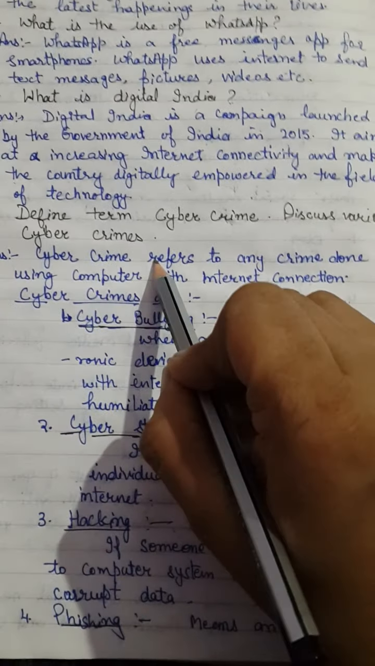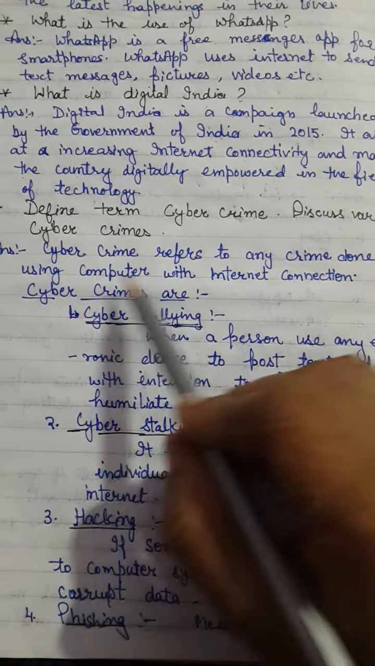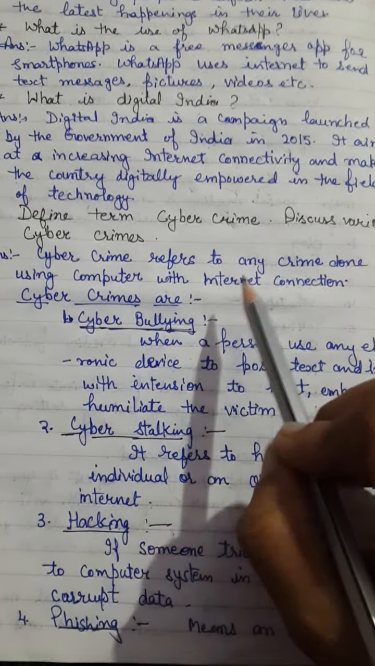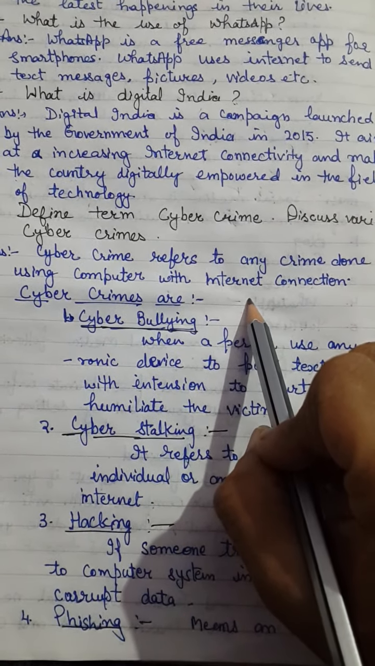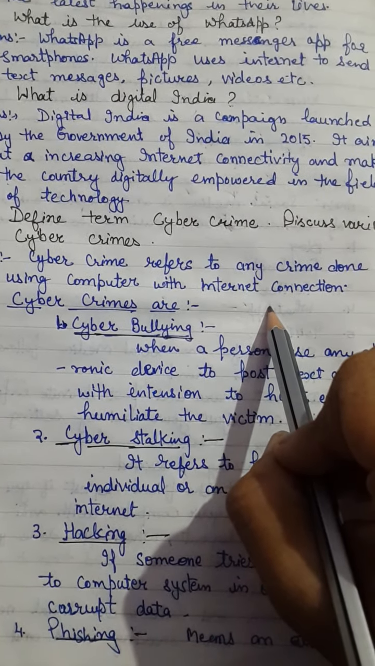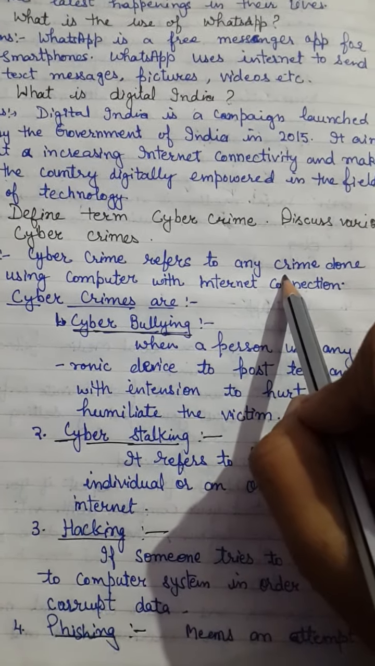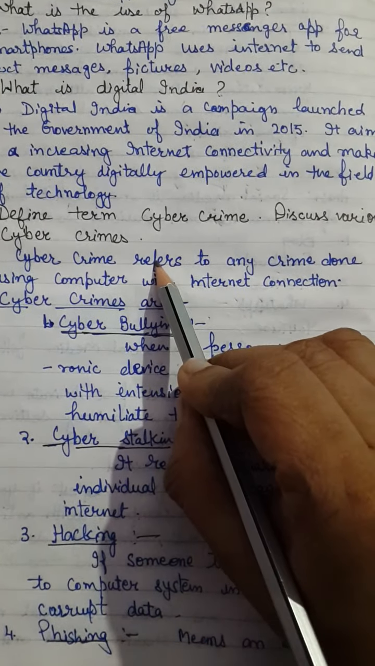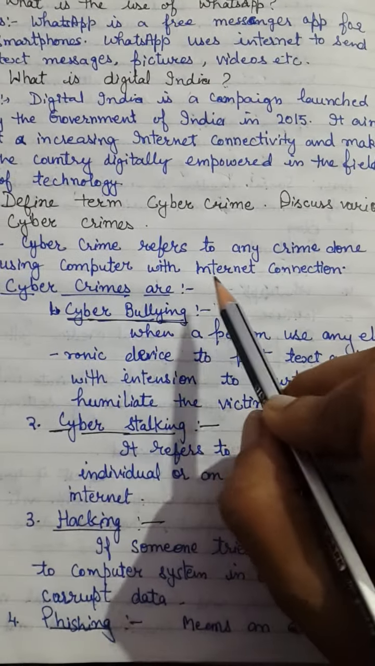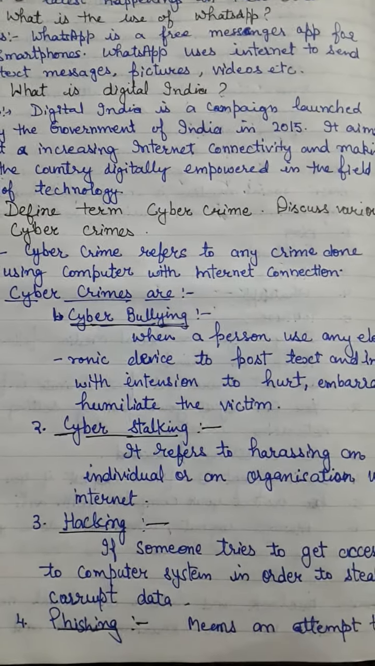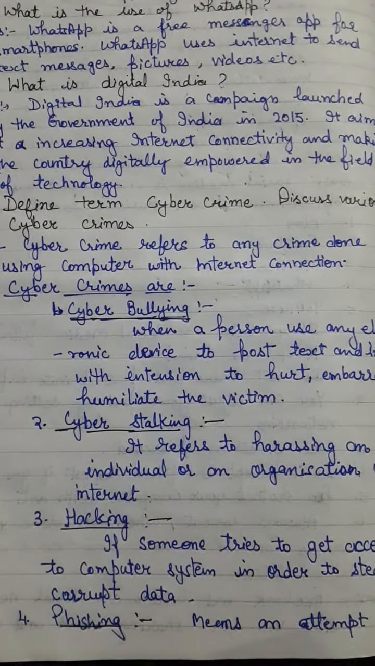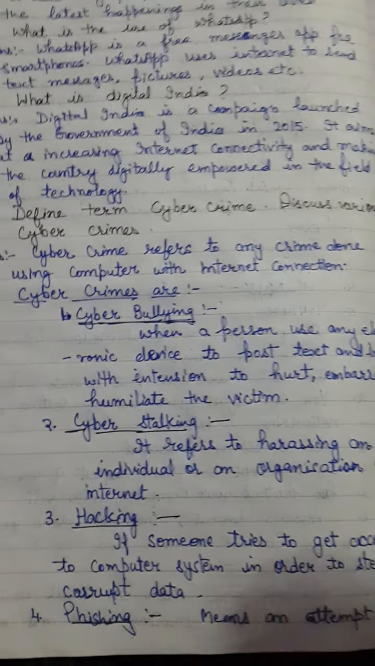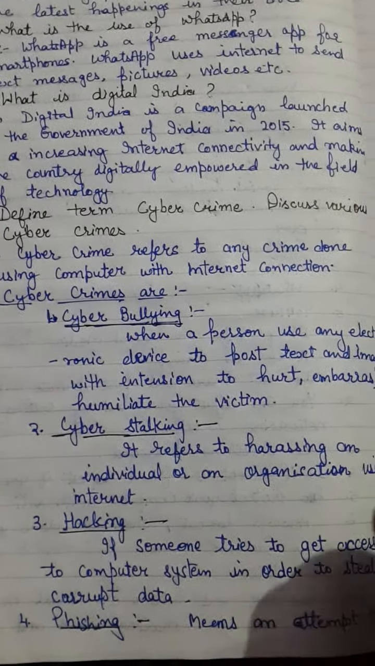Okay, what is cyber crime? Cyber crime refers to any crime done using a computer with an internet connection. We use different digital devices via the internet, but if any crime is done on your computer, it is called cyber crime. Cyber crime means your computer data is deleted, hacked, or stolen. Digital data theft is called cyber crime.